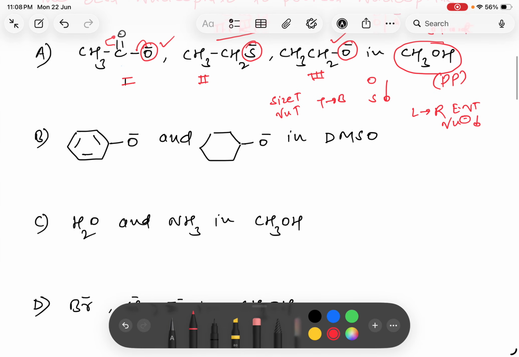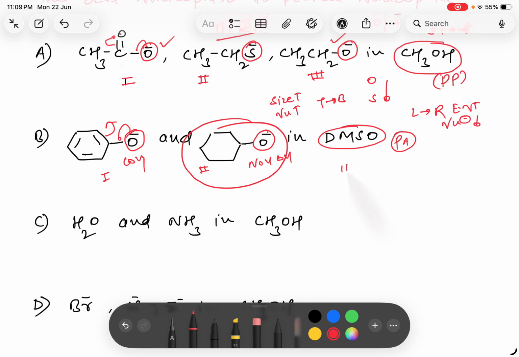In the next one, DMSO is a polar aprotic solvent. But because oxygen is the donor here, do not think too much about the size because we have the same donor atom. Now look at the resonance. There is no resonance here, non-conjugated, and this is conjugated, which means resonance. So you know that resonance decreases nucleophilicity. If this is first, this is second, so this one is my stronger nucleophile. So second greater than first.